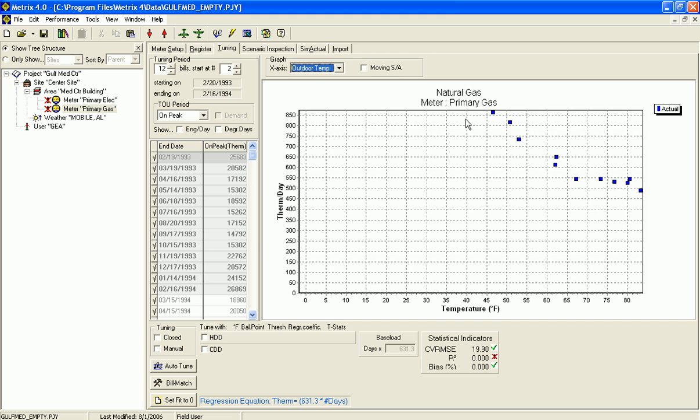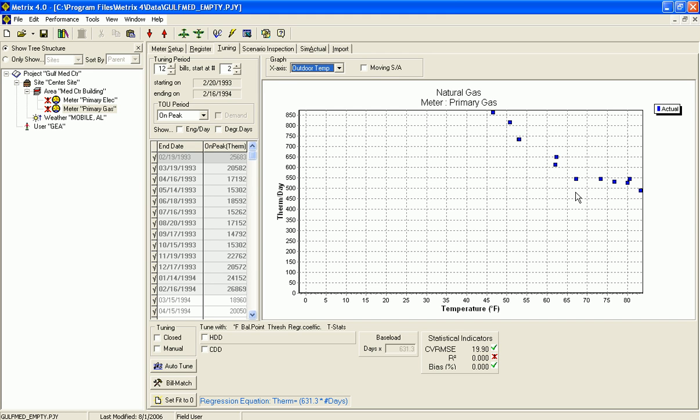We can also see from the graph that there are two fairly distinct lines. One horizontal line representing our base load or non-temperature sensitive energy usage, and one sloped line representing our temperature sensitive energy usage. The point at which these two lines intersect, which in this case is approximately 67 degrees, is known as our balance point, and this is the point at which our building begins to heat.